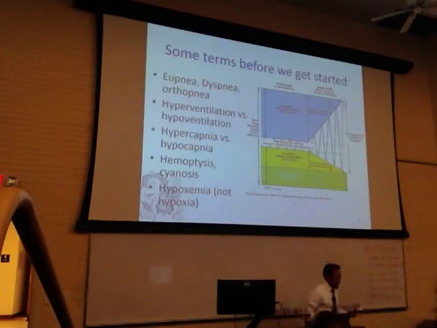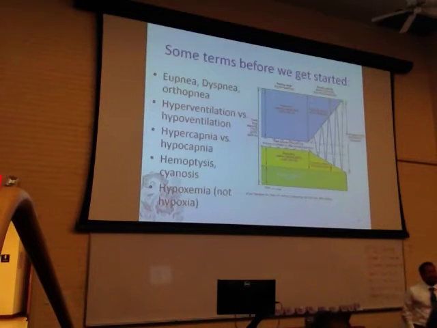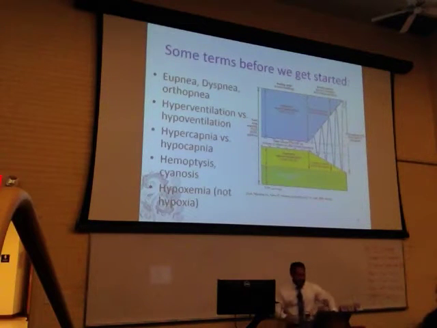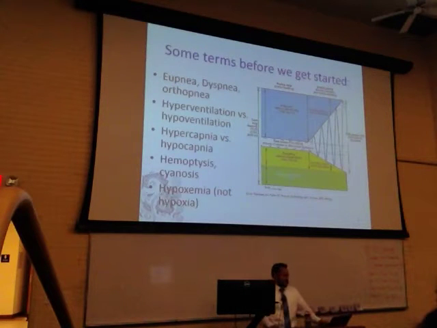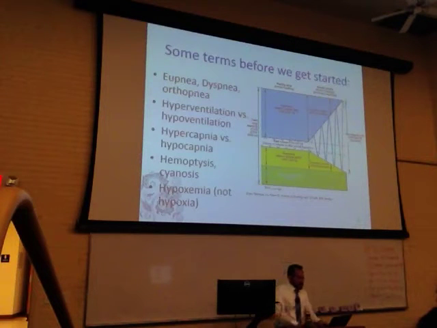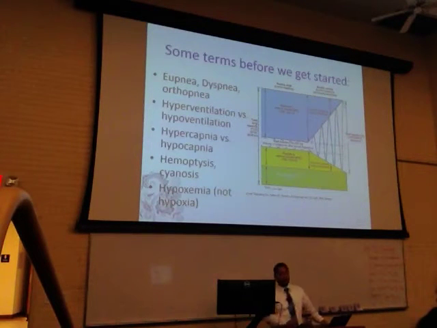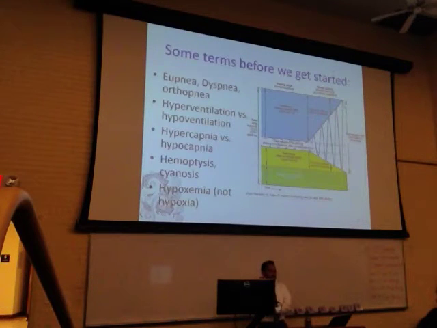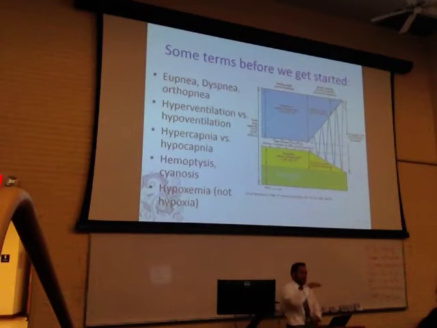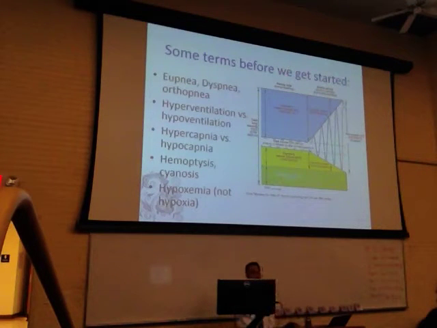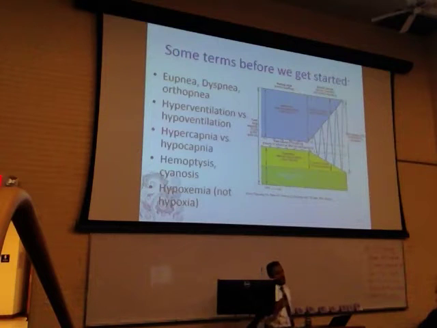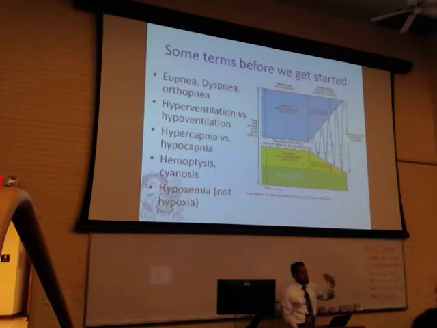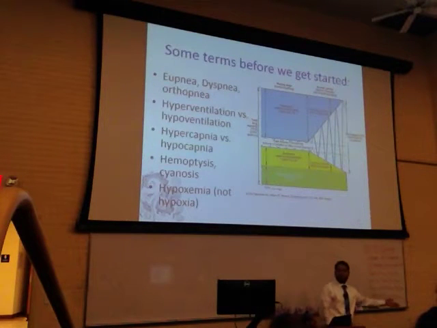Let's talk about eupnea. Eupnea is from the Greek, meaning well-breathing. The "eu" means well. A dyspnea is a shortness of breath. And then orthopnea is shortness of breath while you're lying down in a horizontal position. These are all review terms that you should know, but if you don't, we're capturing right now. Hyperventilation versus hypoventilation: hyper meaning ventilating too much, hypo meaning underventilating.